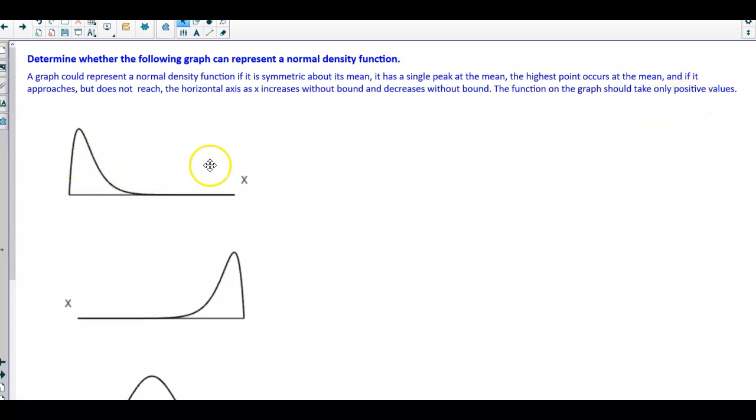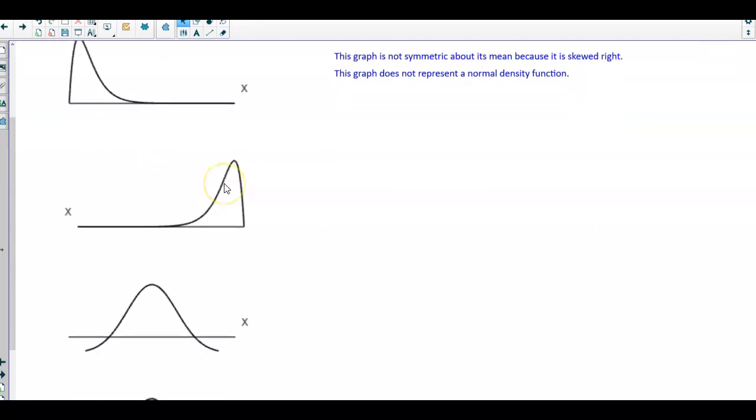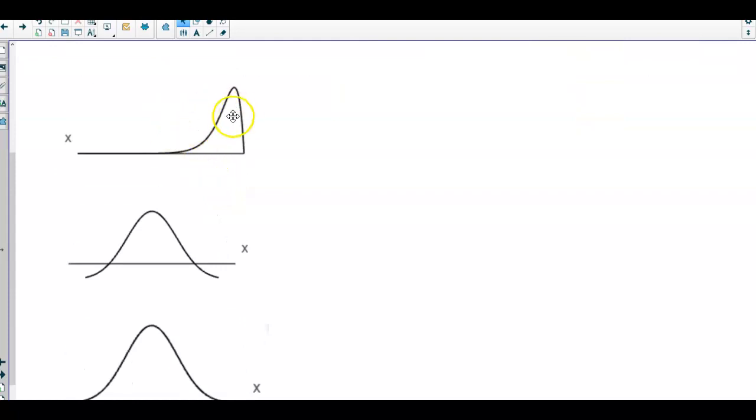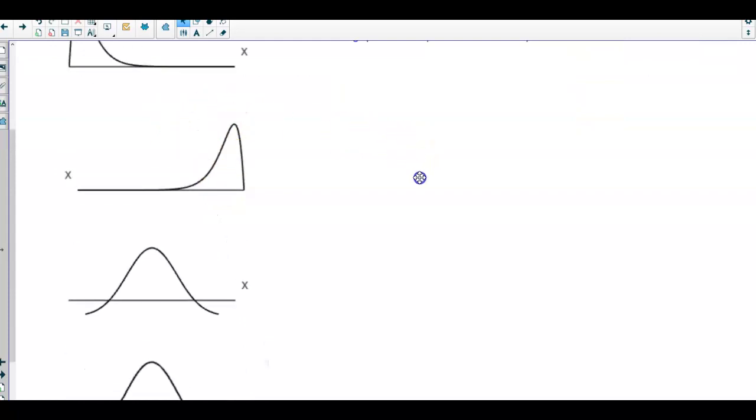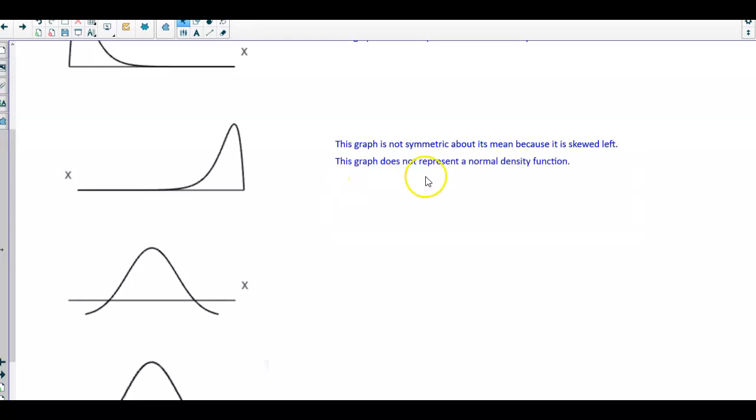If we look at this first graph over here, we're going to notice that this graph is not symmetric about its mean because this one is skewed right. So therefore, this graph does not represent a normal density function. Okay, let's take a look at the next one here. This one here to the left here. Okay, this graph is not symmetric about its mean because it is skewed left. And so therefore, this graph does not represent a normal density function.